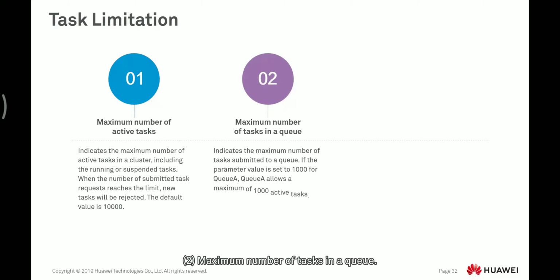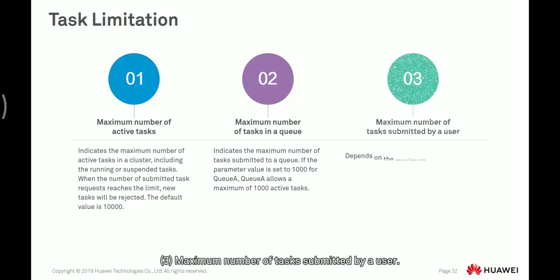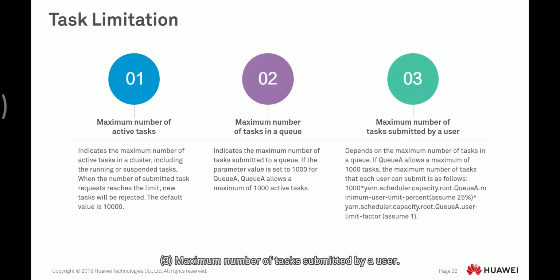Second is the maximum number of tasks in a queue. The default number is 1,000. If the number of submitted task requests in QA reaches 1,000, new tasks will also be rejected. And third is the maximum number of tasks submitted by a user. This parameter depends on the maximum number of tasks in a queue. For each user, the maximum number of tasks submitted is the product of three parameters, which are the maximum number of tasks in a queue, the minimum resource assurance of a user, and the maximum resource usage of a user.